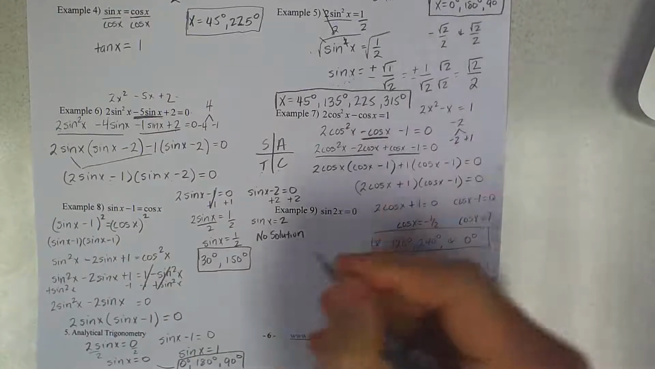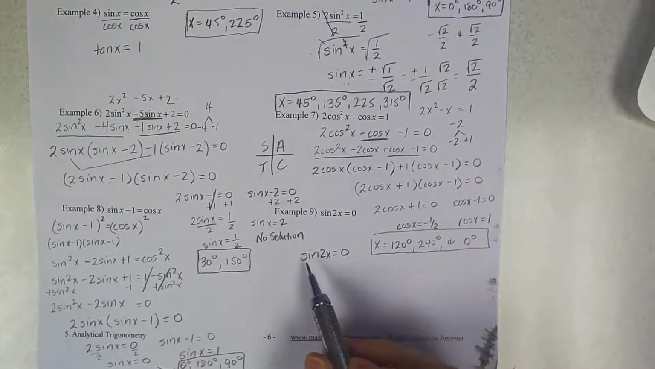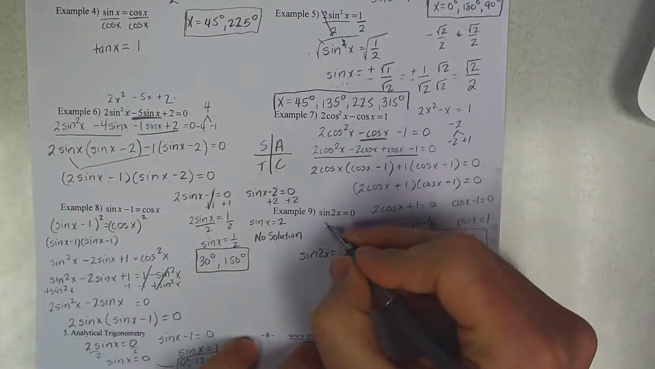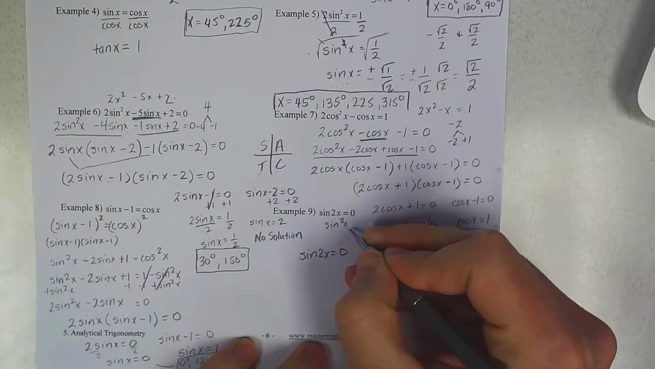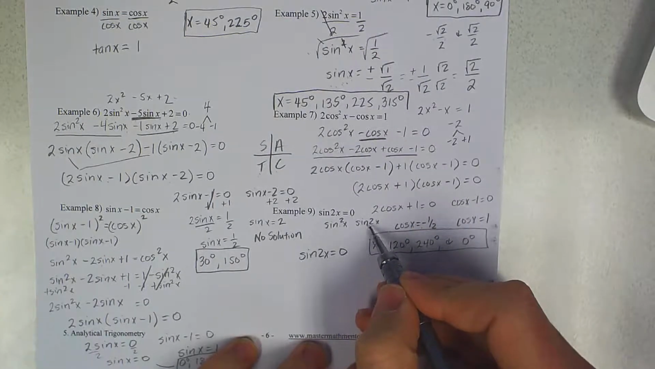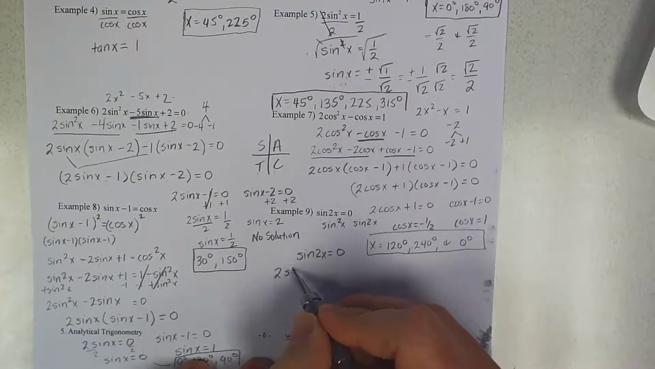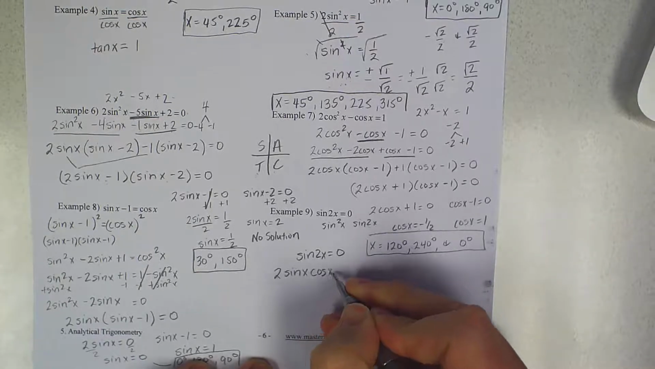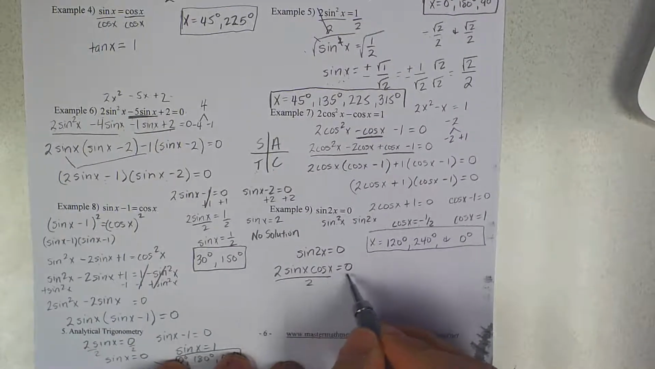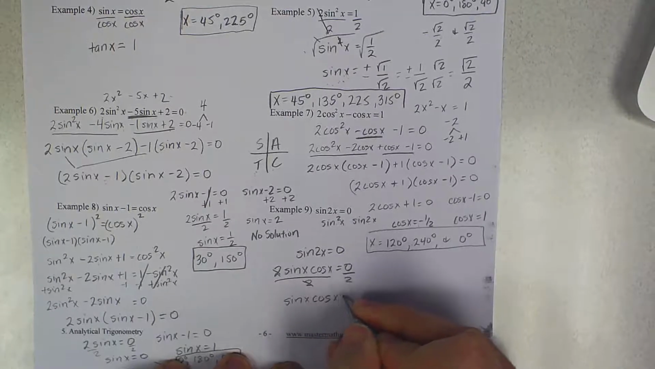Then with example 9, I have sine of 2x equals 0. So something should jump out to you and say, hey, this is sine of a double angle. Okay? There is a difference in sine squared x and sine 2x. This represents the whole thing is squared. This represents a double angle. So that's where we have to know that double angle formula, which is 2 sine x cosine x equals 0. Now we divide everything by 2. We're going to get sine x cosine x equals 0.